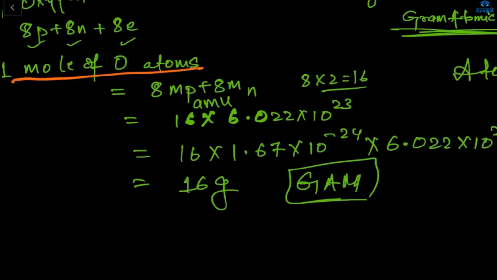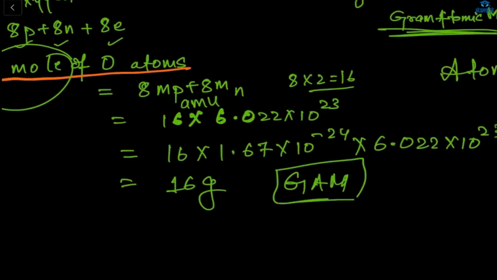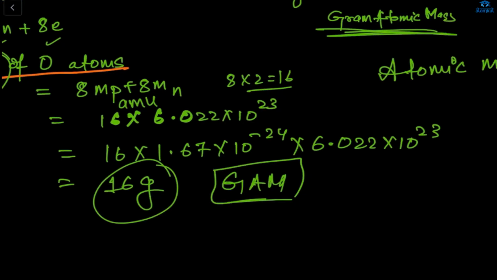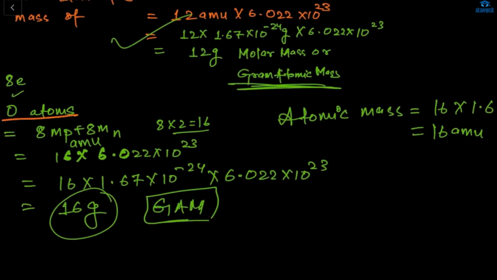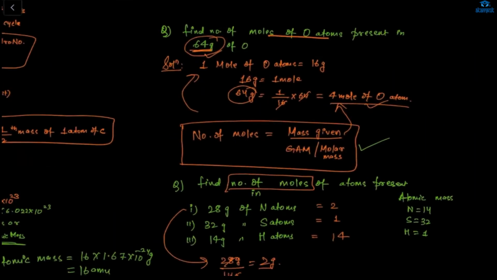So 16 into this thing, it's asking for 1 mole of oxygen atom. That's why we are multiplying this with that mass and even with the Avogadro number. Okay, then we'll get 16 g, which is also known as GAM. GAM means gram atomic mass. Okay. Okay, ma'am.